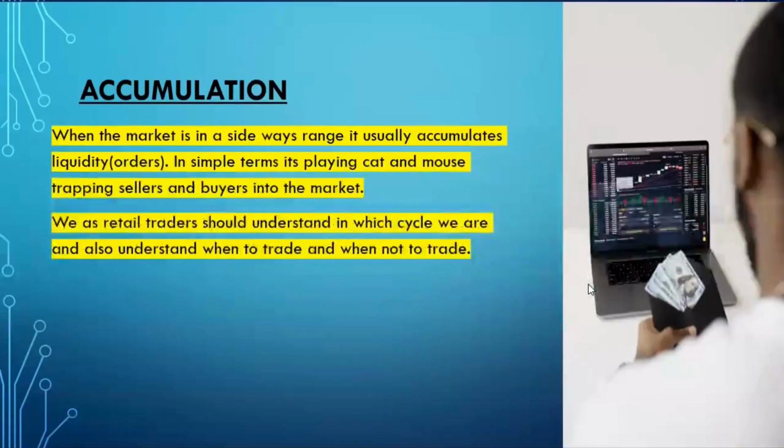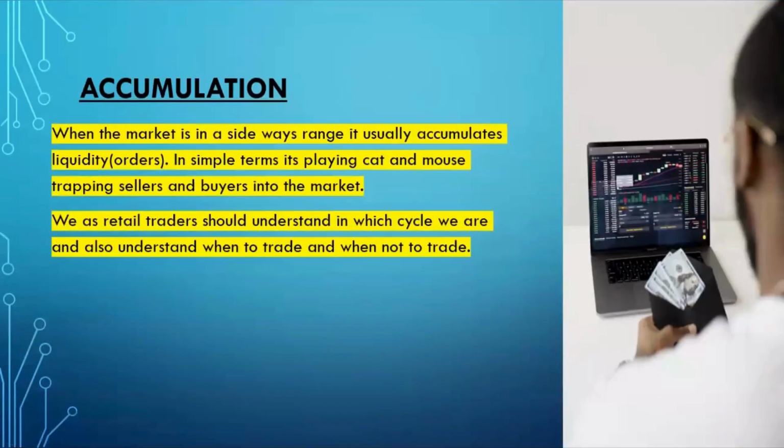All right. Accumulation, guys. When the market is in a sideways range, it usually accumulates liquidity, orders. Let's use simple terms: it's accumulating money to go a certain way. Think about it like that. In simple terms, it's playing cat and mouse, trapping sellers and buyers into the market. That is true because you don't really know.